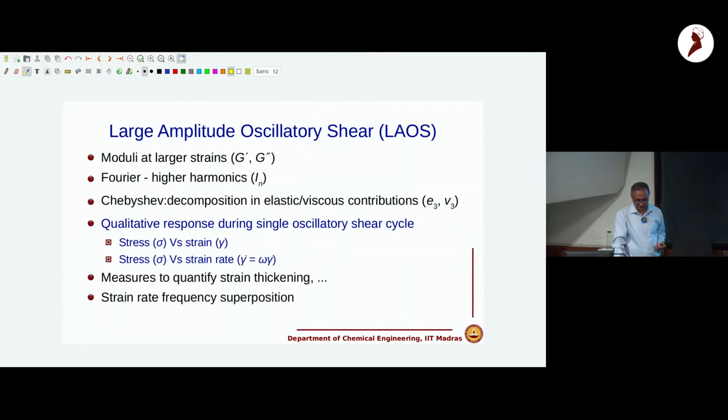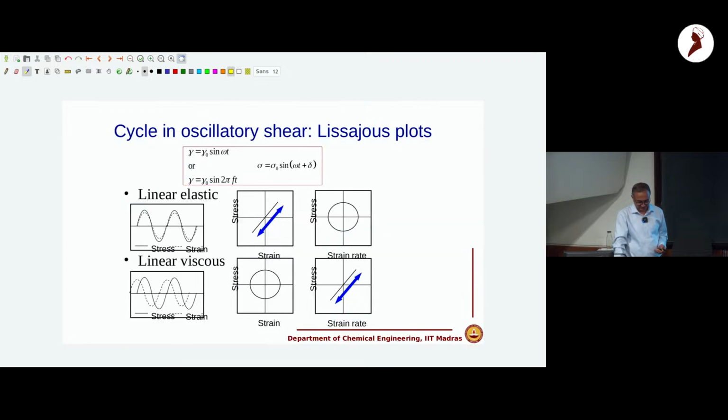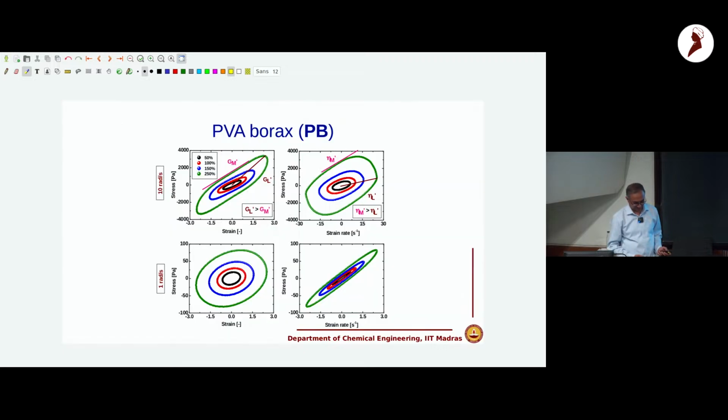And then what we do is Lissajous plots, where for a perfectly linear elastic material you just have stress and strain proportional to each other, and for a Newtonian fluid, stress and strain rate are proportional to each other, but they end up being circles in the other representations. So you can look at the Lissajous plots and get some idea about what the behavior is.